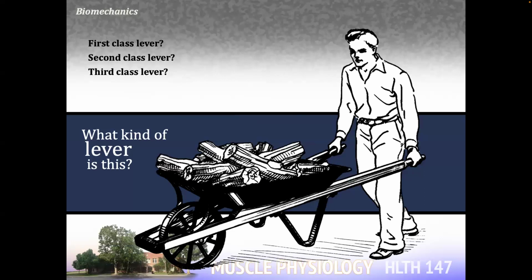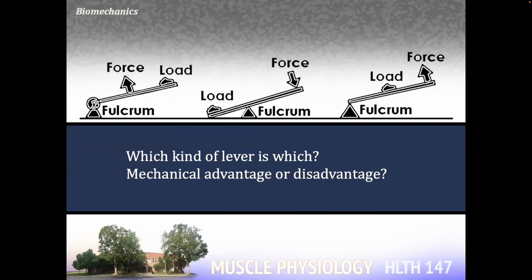So is the moment arm of the muscle longer than the moment arm of the load? That would be a second class. And here, yes, it is. The hands are farther away from the axis than the wood is. So the moment arm of the muscle is longer than the moment arm of the load, which makes it a class two, a second class lever.